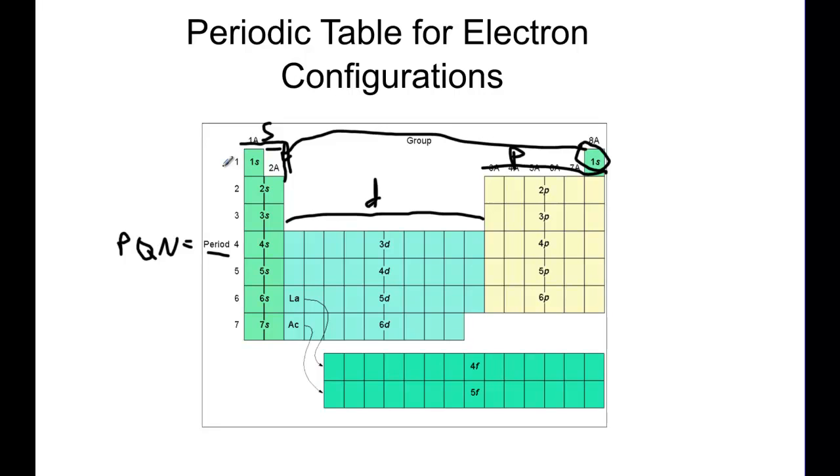Hopefully you're saying you can have a maximum of 2 electrons in an s orbital because there's only one of them. Okay, guess what? We have 2 columns. So if I only have 1 electron in my s orbital, then I'm in this column. If I have 2 electrons in my s orbital, then I'm in this column.